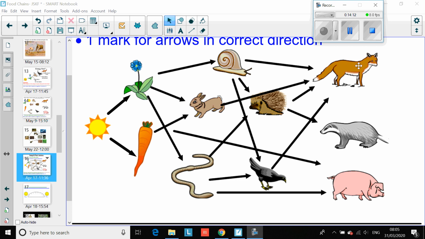So with all your food chains together, I'd now like you to draw up this food web. Okay, this food web. So once again, pause the video and just take 2 minutes in your book to draw up the food web, please.